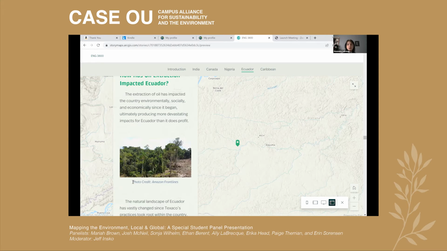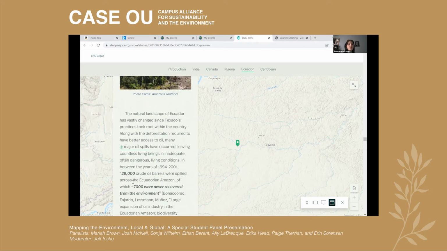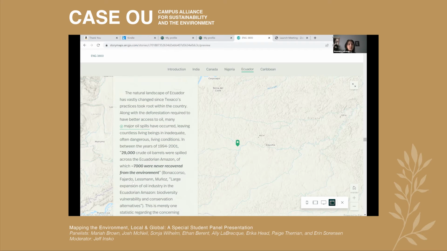And in the beginning, it was kind of predicted that it would help Ecuador, especially economically, but it has had the exact opposite effect for reasons we will discuss. So environmentally, the landscape of Ecuador has severely changed since Texaco began working there and now Chevron. Along with deforestation, especially in the Amazon rainforest, there have been many major oil spills.